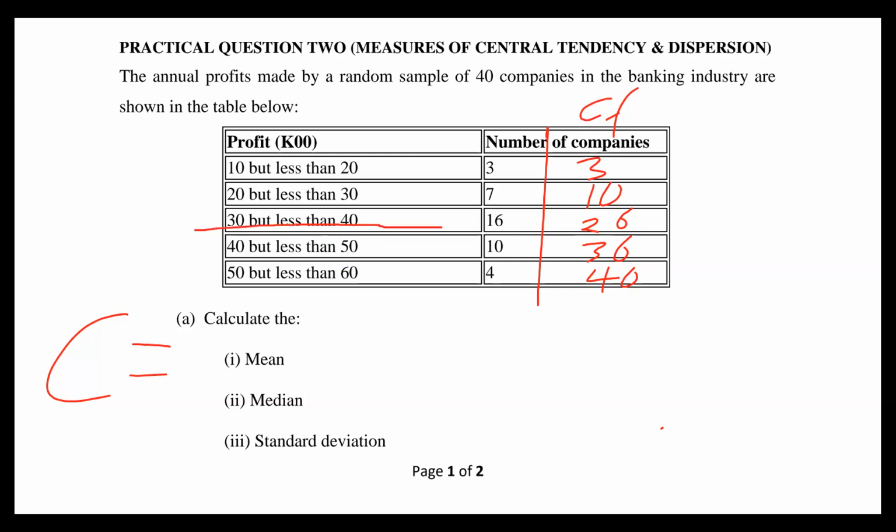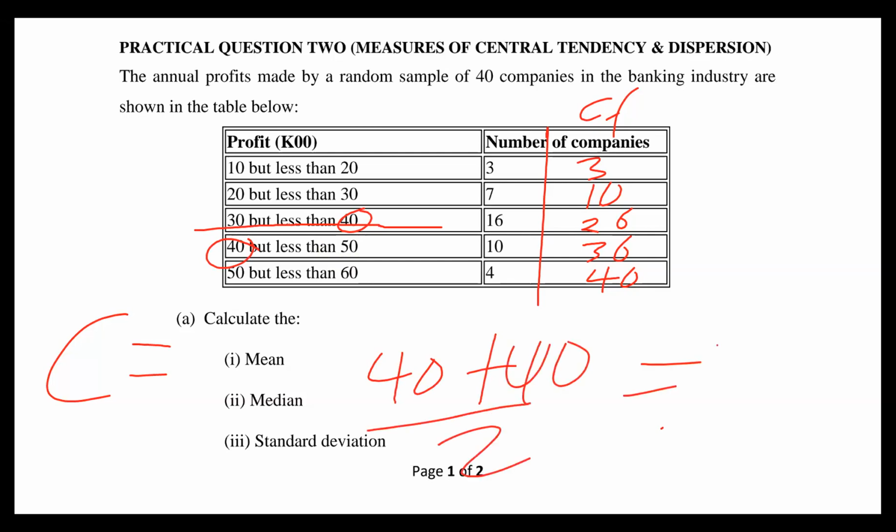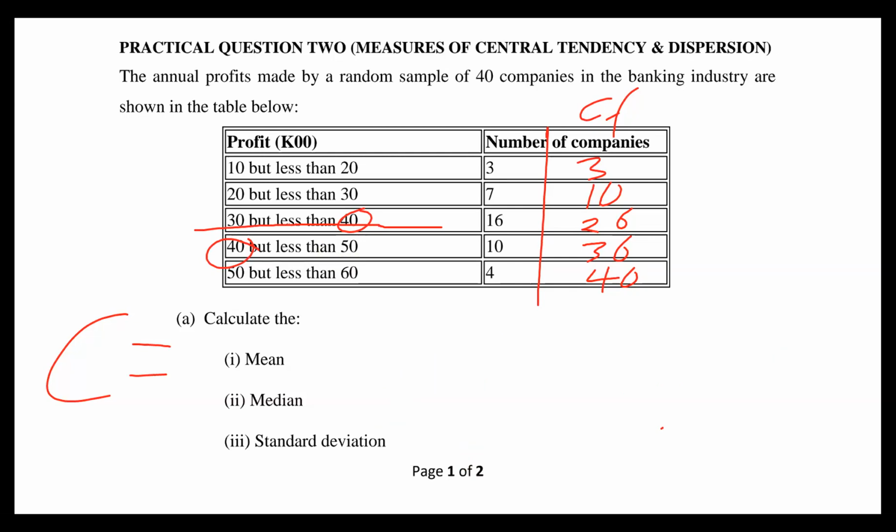Yes. So this upper class boundary plus the lower class boundary of the next class, the class that is after the median class. So it's 40 plus 40. You average that, it still gives us 40. So the upper class boundary is going to be 40, then minus the lower class boundary.